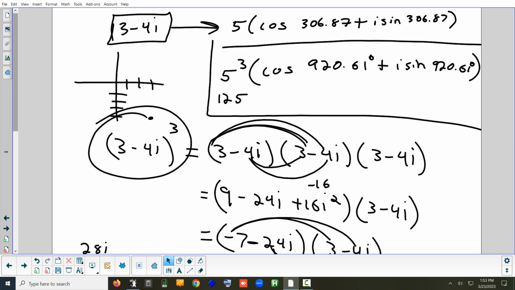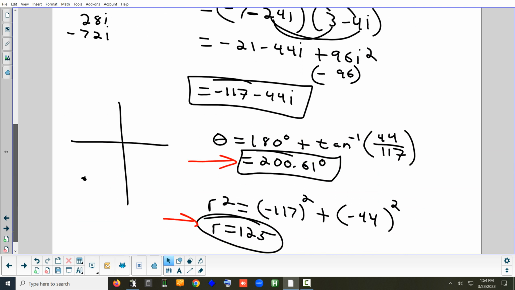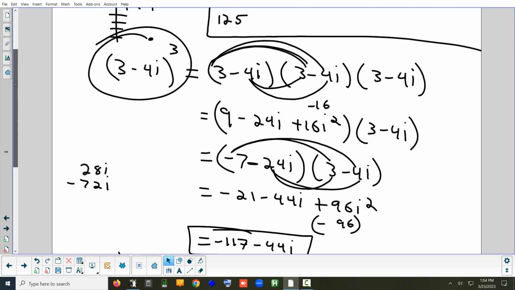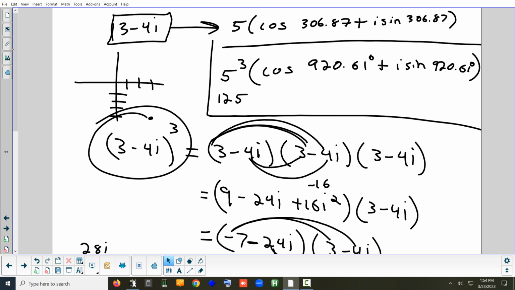Now, what did we get for a radius when we did it the slow way? We got 125. What did I just get for the radius when I took 5 and cubed it? 125. I just got the same radius a lot faster. All I had to do was cube the 5.